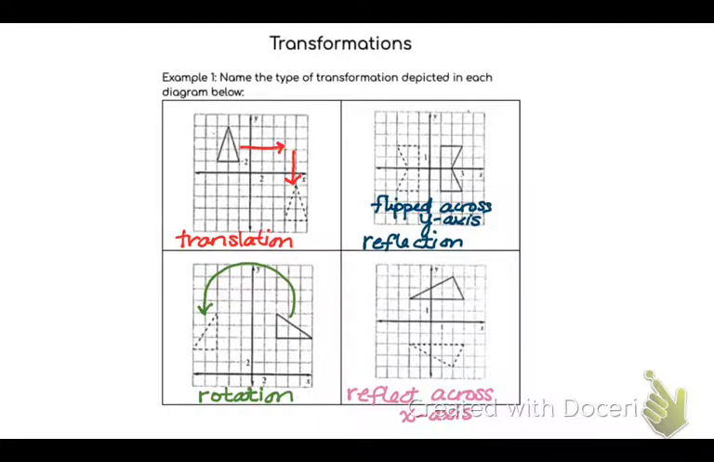So reflections, rotations, and translations are all rigid transformations, meaning that the result at the end is the same shape. It hasn't changed size. And so we have some congruence with those shapes.